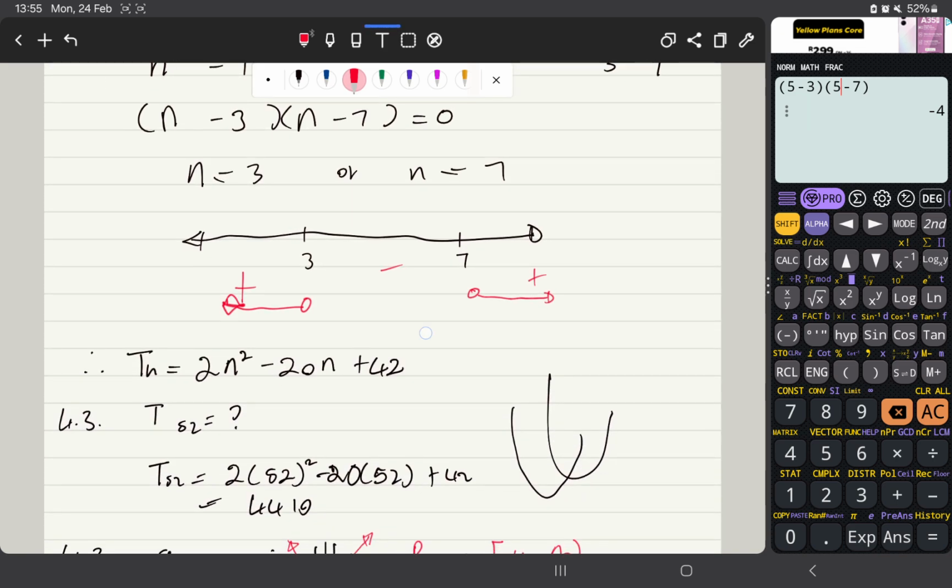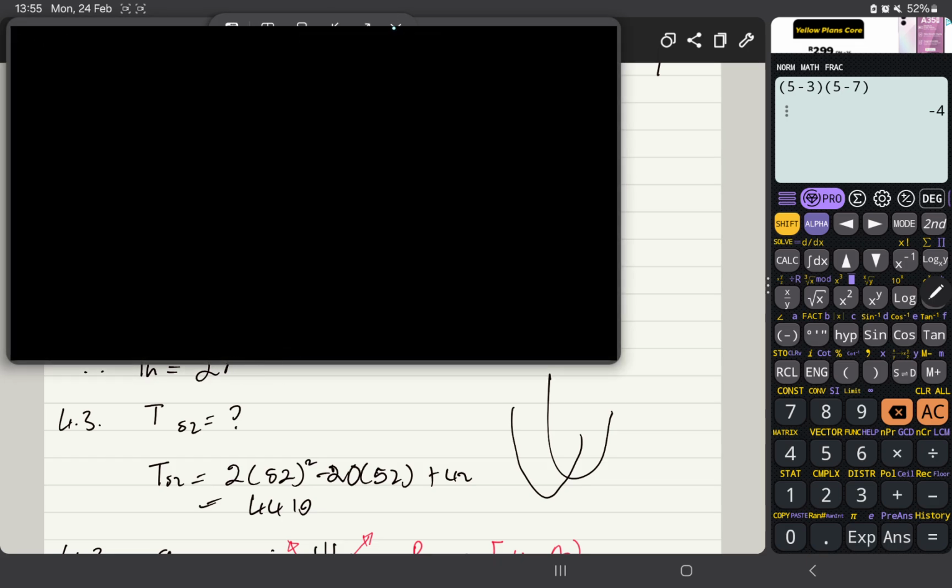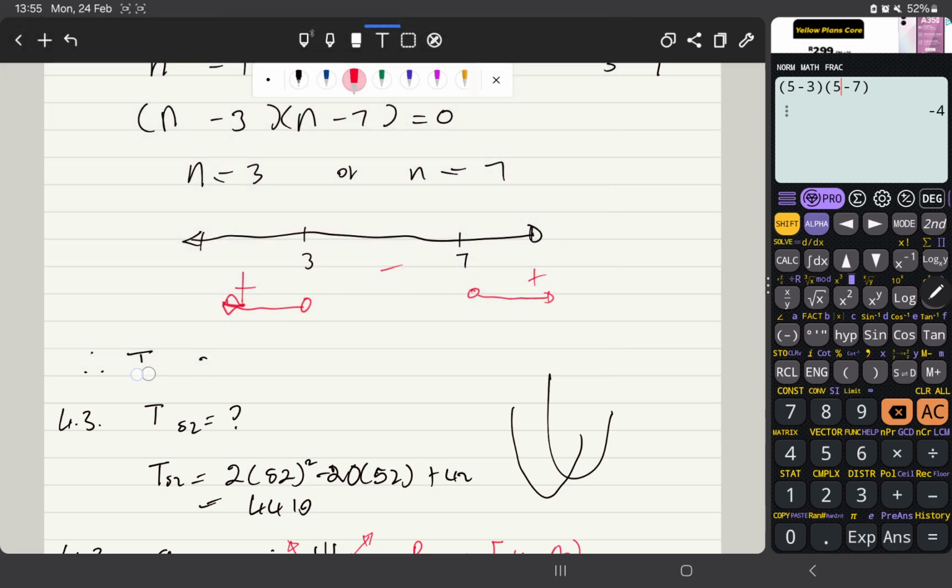So what does that mean? I'll remove this part. Therefore the answer is a union: n is an element of negative infinity to 3, union 7 to positive infinity, and that's it, you're done.